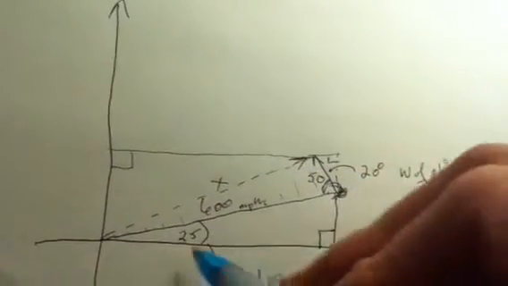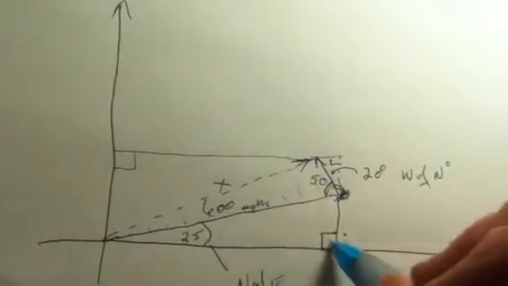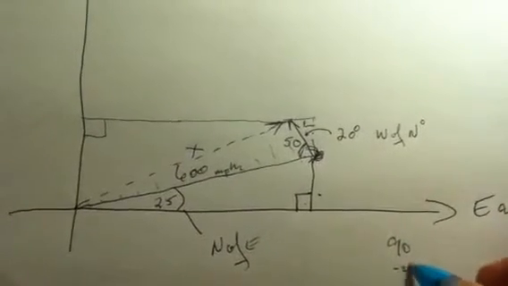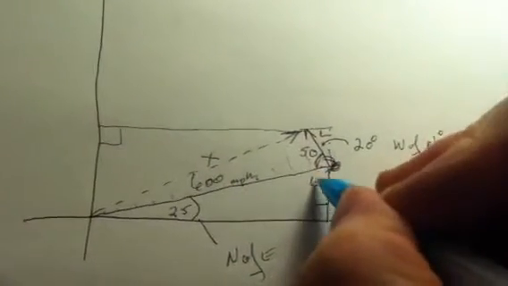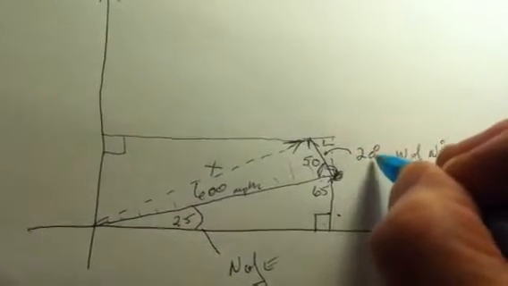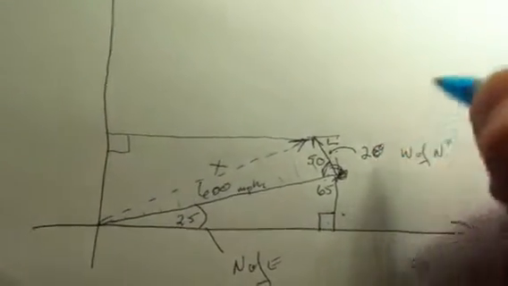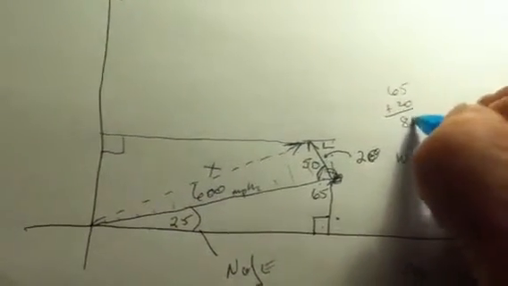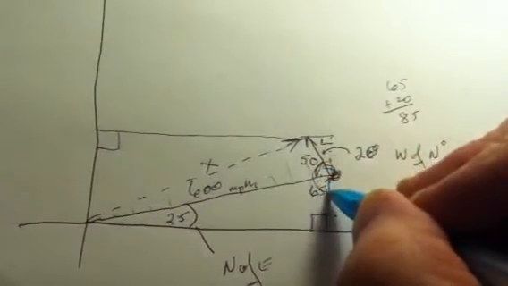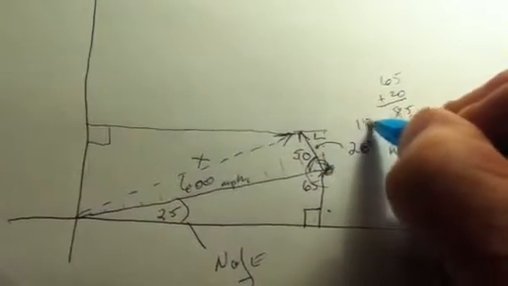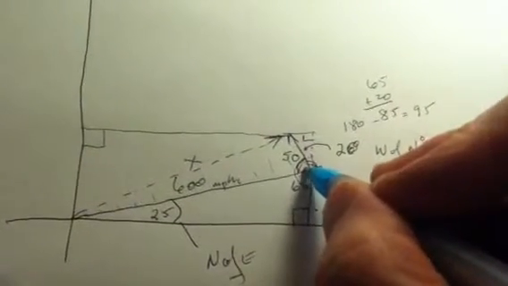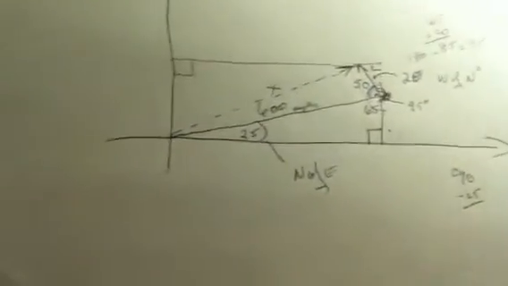Well, if this is 25, and these three angles add up to 180 in this triangle, this has to be 90 minus 25, so that'd be 65. And this is 20 degrees. So 65 and 20, that makes 85. And all the way around on a half circle is 180. So there's my angle. Right in here is a 95-degree angle. So I'm ready to go with the law of cosines.